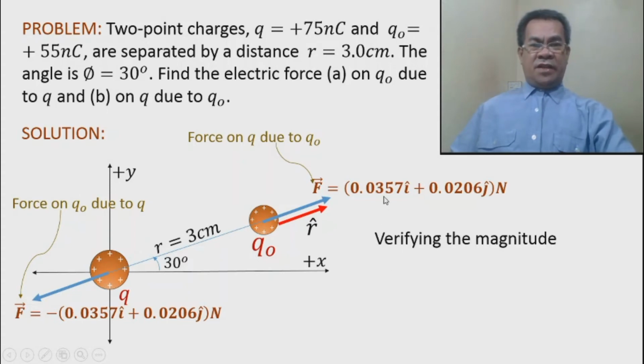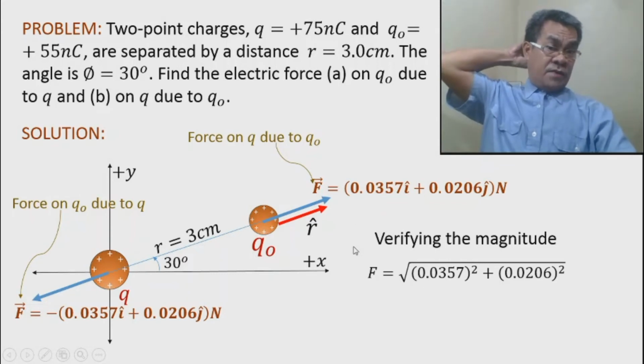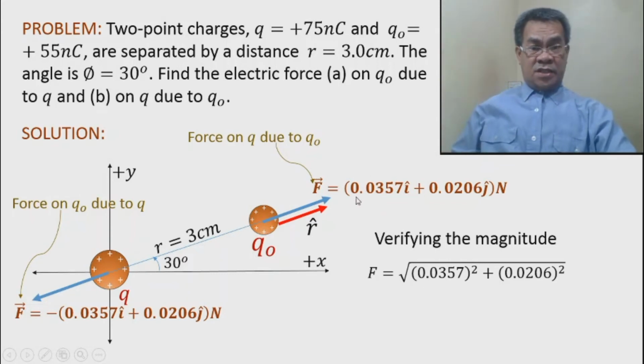Okay, so we can verify if this is correct. To verify, we have to calculate the magnitude and direction. Remember, in our vector analysis, to find the magnitude of this force, simply square the x component of force and square the y component, then take the square root, because it forms the Pythagorean theorem. So therefore the answer is, look at this one, the same, 0.0412. This is the magnitude we calculated in the previous slide.